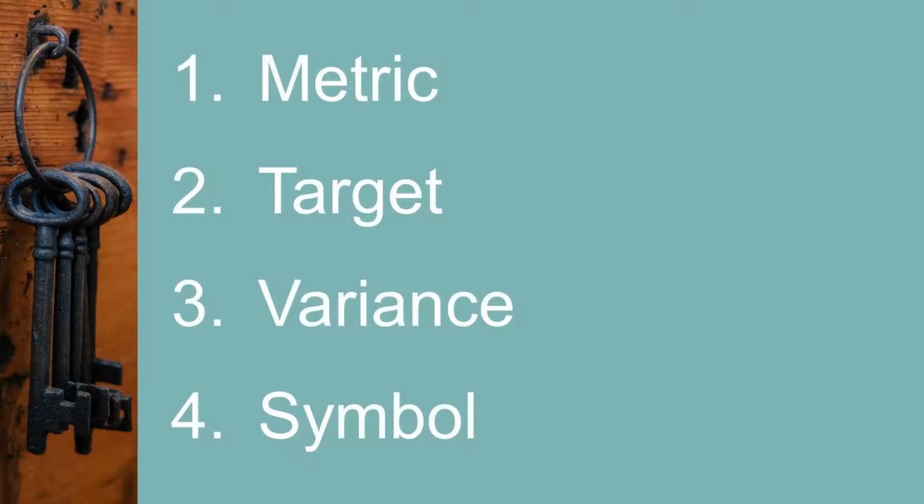So far, we've talked about four components: the metric, the target, the variance, and a symbol to represent that variance. You can choose to show all of them or just one of them on your dashboard. Using fewer components makes reviewing the dashboard more efficient. On the other hand, finding numbers not presented on the dashboard means looking them up on other reports. Find the best balance for your dashboard users.